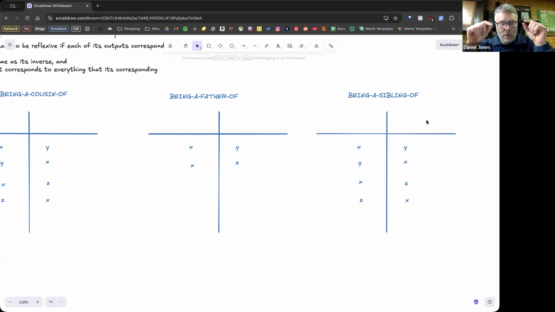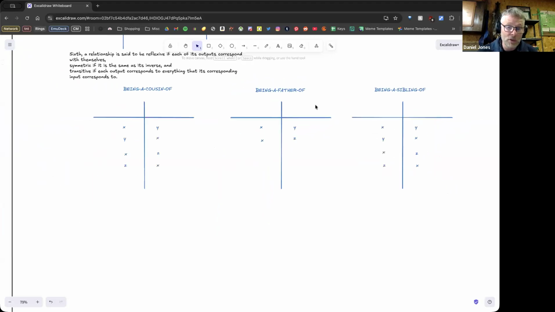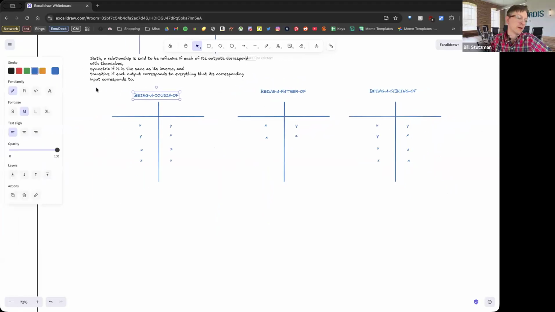But I think Bill mentioned this, the relationship being a brother of is not symmetric, right? Because I can be Kathy's brother, but she is not my brother. So it's not symmetric. But between you and I, no, because a relationship is not defined by one of its ordered pairs. It's defined by all of its ordered pairs. It has to work in every single instance for it to be a symmetric relationship. Gotcha.